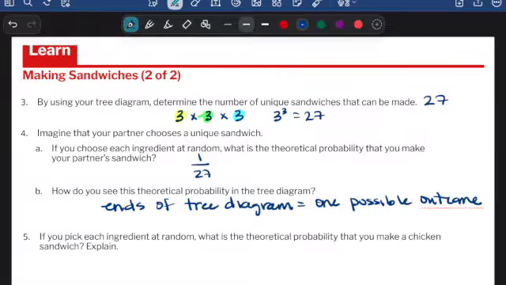If you pick each ingredient at random, what is the theoretical probability that you make a chicken sandwich? Okay, so again, we're looking for the expected probability. What's the expected ratio out of the total? So we know we have a total of 27 possibilities. How many of those possible outcomes are chicken sandwiches?